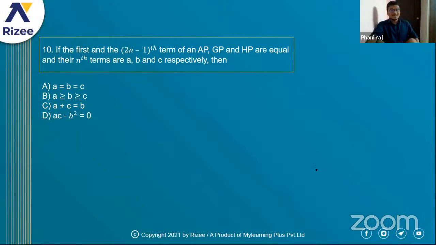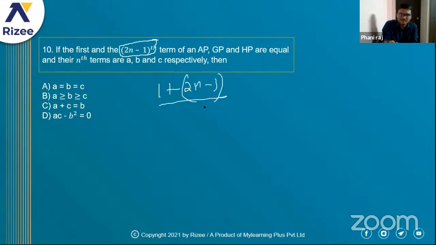This is yet another interesting problem in this entire session. If the first and (2n minus 1)th terms of an AP, GP, HP are equal, then their nth terms are A, B, C respectively. There is a reason why they are only given 2n minus 1, because had they changed this number, this question will not work. Let me tell you why. What is the average of 1 and 2n minus 1? It is n.